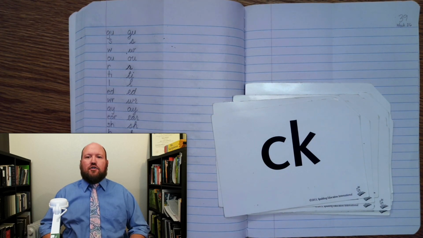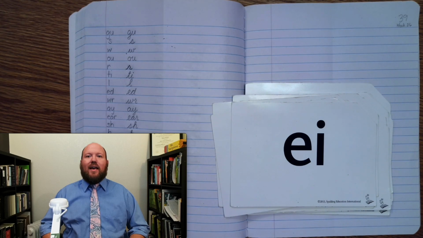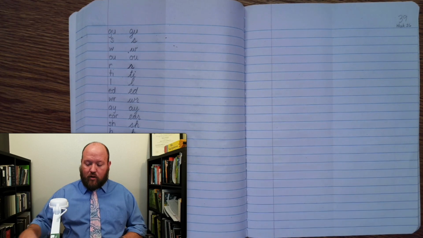K, two letters. When may I use this phonogram? After a single vowel that says its first sound. E, A, I. When can I use this? After a C, when it says A, or it's an exception. J.